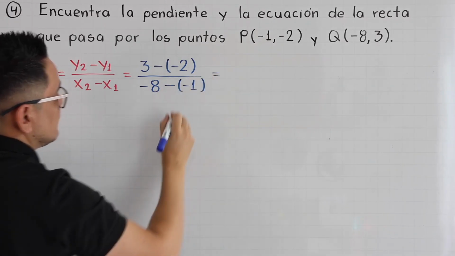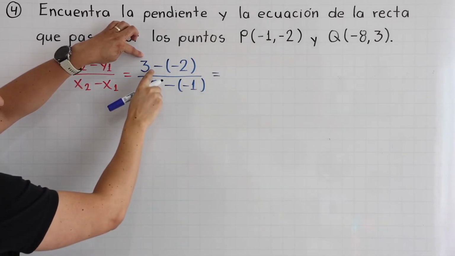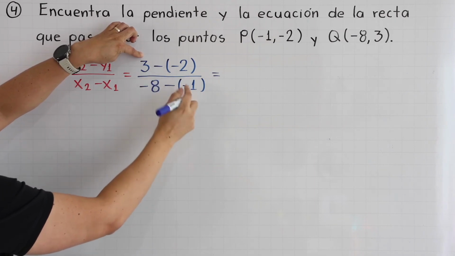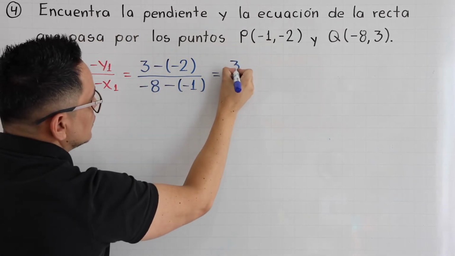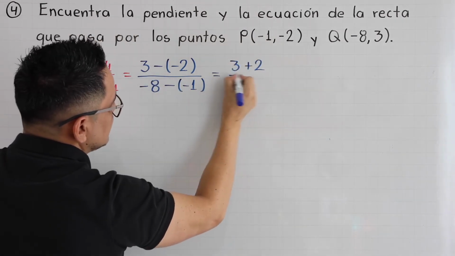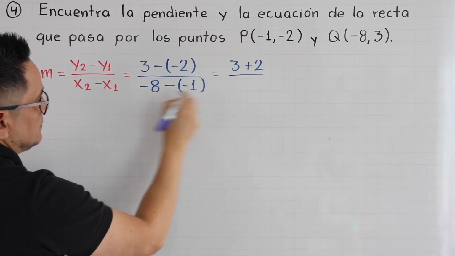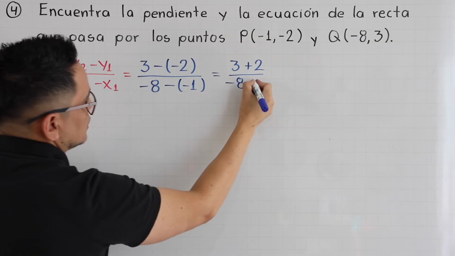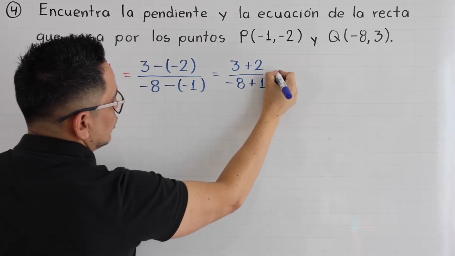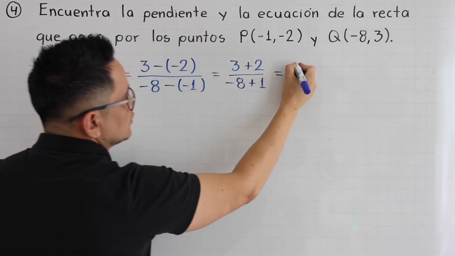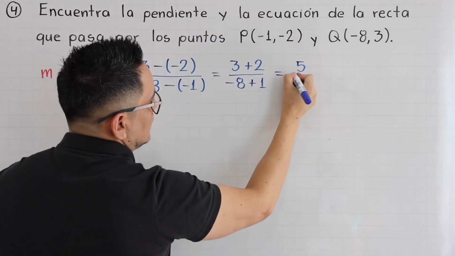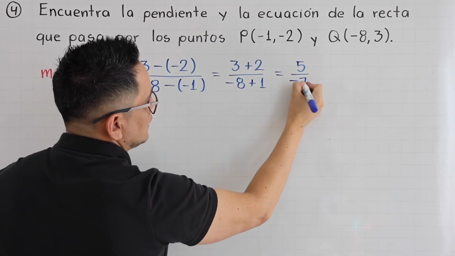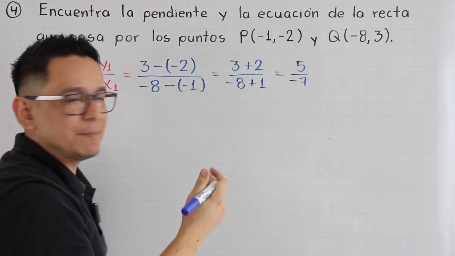Let's simplify a little here. Here I have 3 minus -2, which is the same as 3 plus 2, right? So in the numerator, we're going to have 3 plus 2. And in the denominator, we have -8, and here we have a minus -1, which is the same as plus 1. Let's continue. 3 plus 2 equals 5. And in the denominator, we have -8 plus 1, which is -7. Well, that's already the slope.